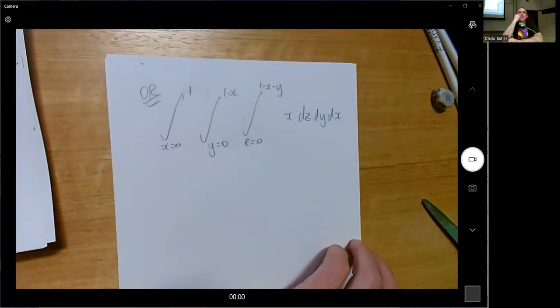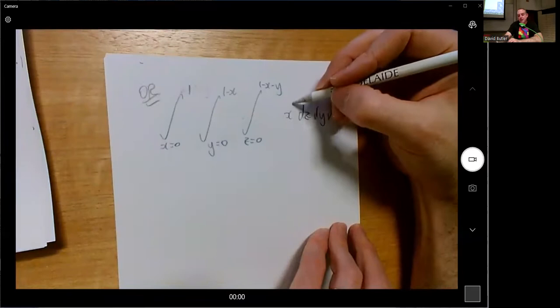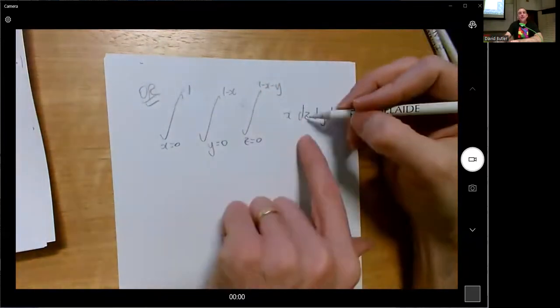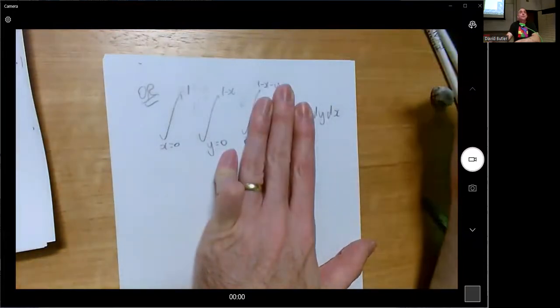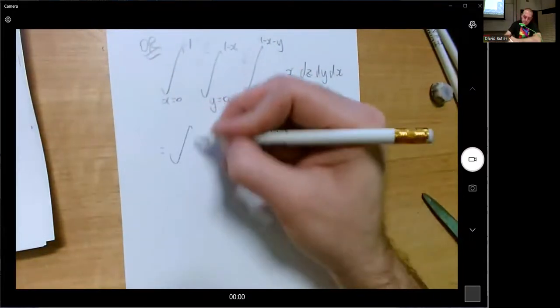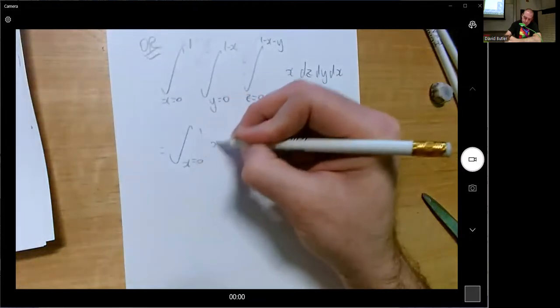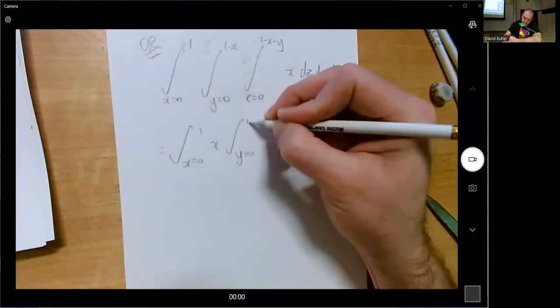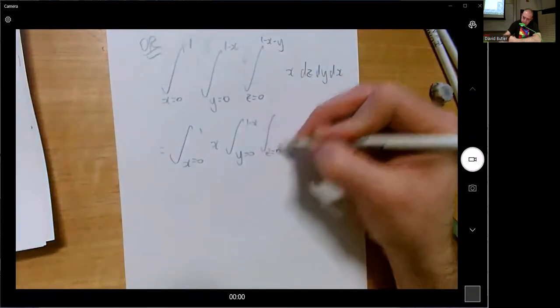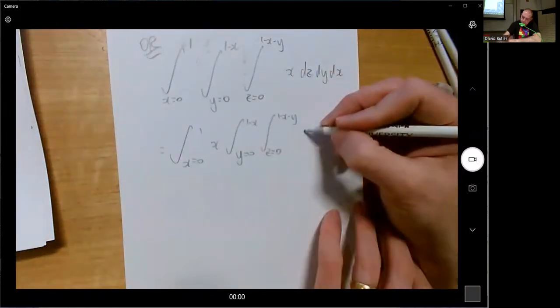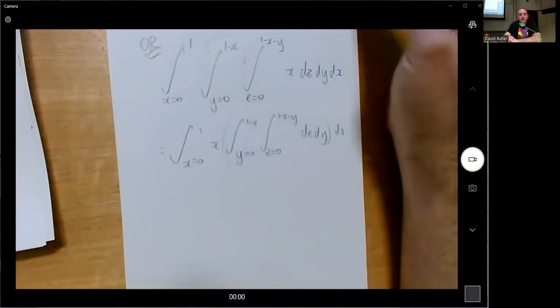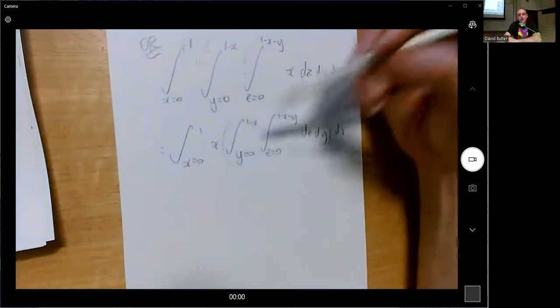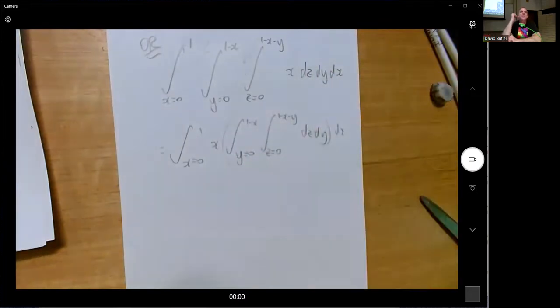Nah, it's not going to work. I was really going to try. I was just thinking this X can come out of here because it doesn't involve a Z, and it can come out of here because it doesn't involve a Y. But unfortunately, both of these involve X's, so I can't bring it out here. That's what I was going to do.